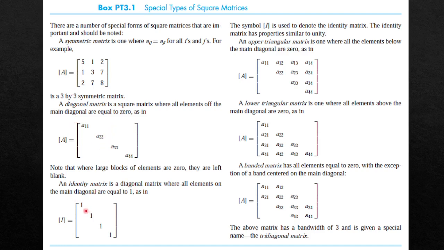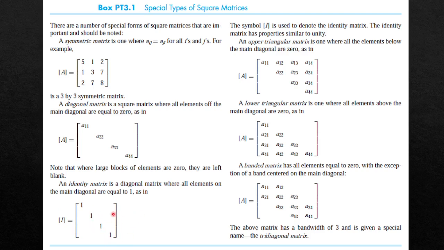The next one is the identity matrix. This one is a diagonal matrix, same as the previous matrix, but instead of random numbers for the elements of your main diagonal, here we only have one value, which is 1. So this is what we call an identity matrix.